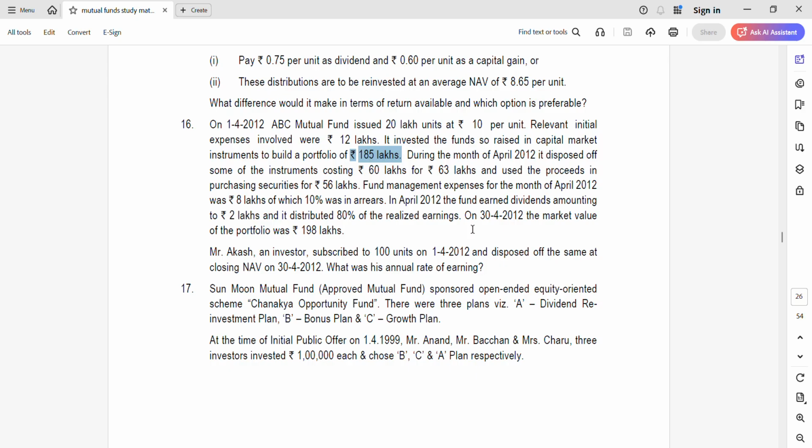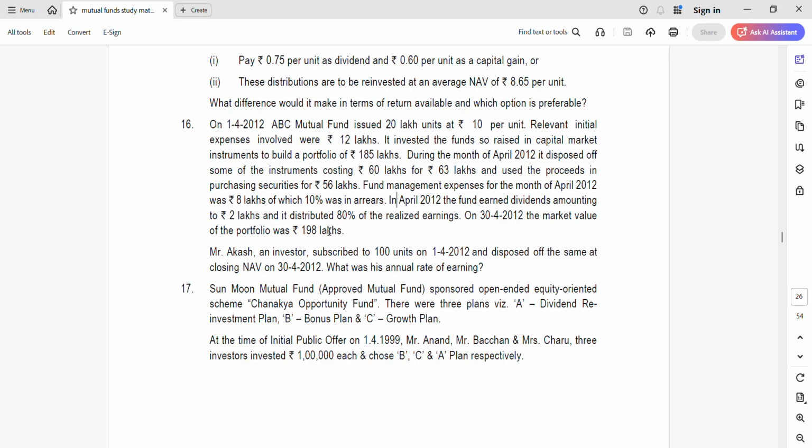And fund management expenses for the month of April 2012 was 8 lakhs, of which 10% was in arrears. These are minute things which you should focus upon in the exam. In April 2012, the fund earned dividends amounting to 2 lakhs and distributed 80% of the realized earnings. On 30th April 2012, the market value of the portfolio was 198 lakhs. So initially it was 200, now dropped down by 2 lakhs.